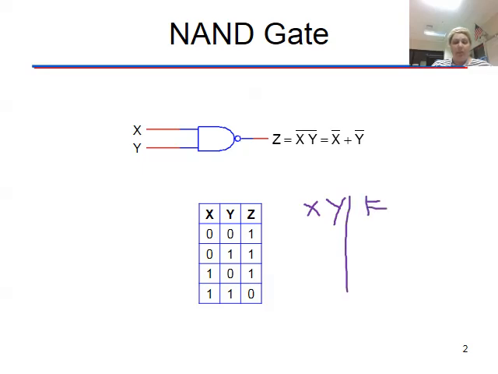here's my truth table. 0, 0, 0; 0, 1, 0; 1, 0, 0; 1, 1, 1. You can see that this gate over here is actually an inverted version of the AND gate. And that is literally what NAND gate is. NAND is just not AND.